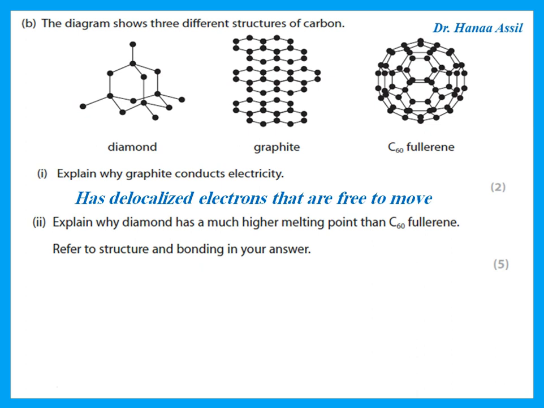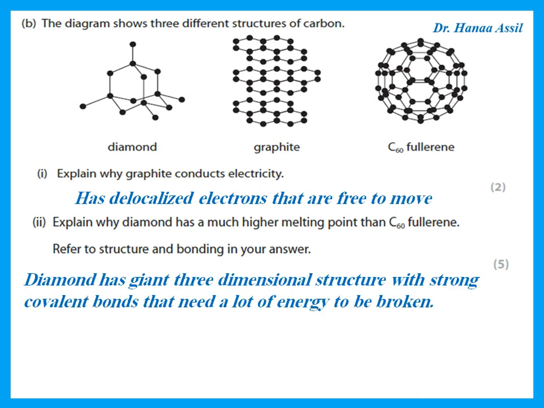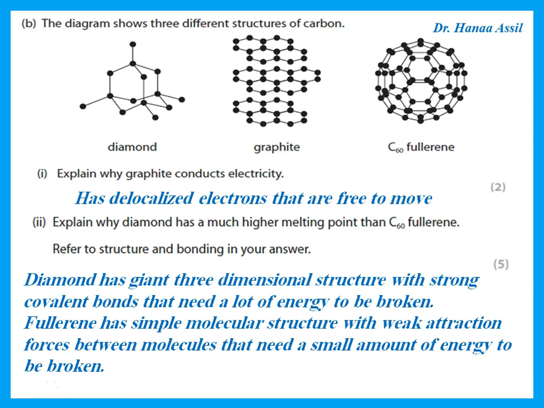Remember, diamond has what kind of structure and what kind of bonding? Diamond has giant three-dimensional structure with strong covalent bonds that need a lot of energy to be broken. While the fullerene or anything that he says has low melting point, that would have a low melting point because it has simple molecular structure with weak attraction forces between the molecules that need a small amount of energy to be broken.